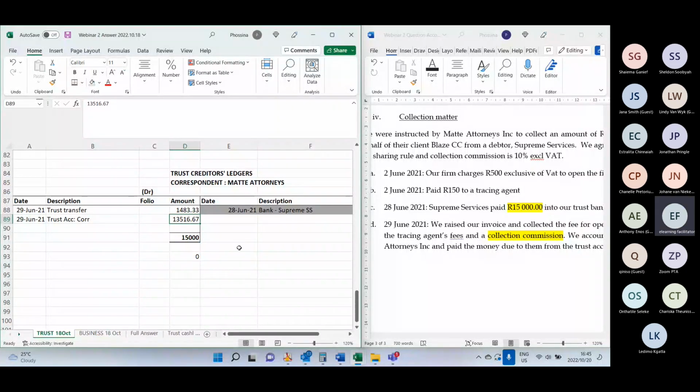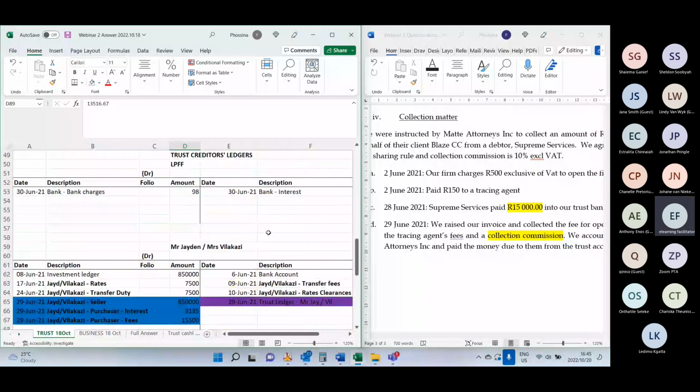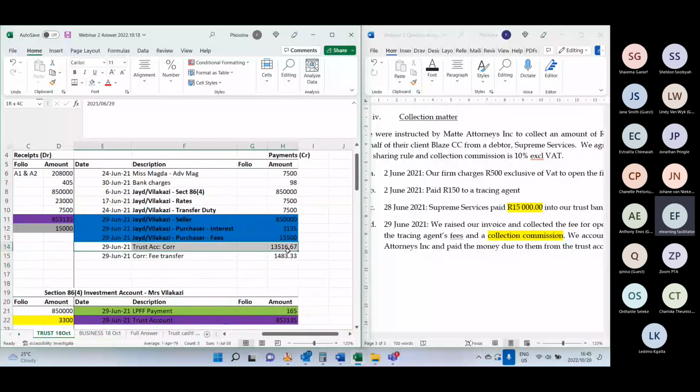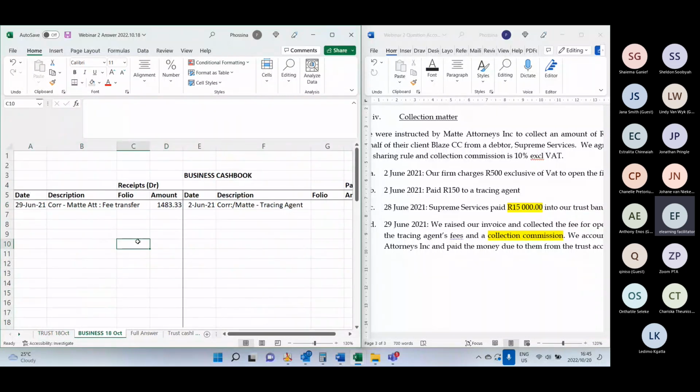Because remember, we are accounting and paying. Then we are paying our correspondent, we transfer our fees to the business account, and we go to the business side, we receive the money. We receive the money in our business account. Here we are receiving it. Okay, so this is how we record a matter for our correspondent.